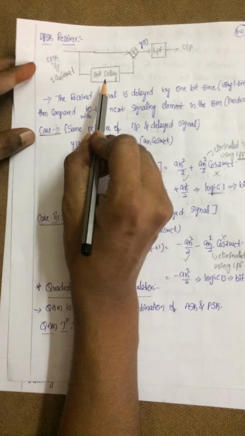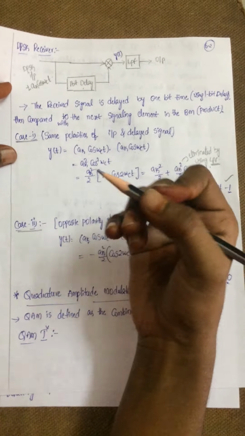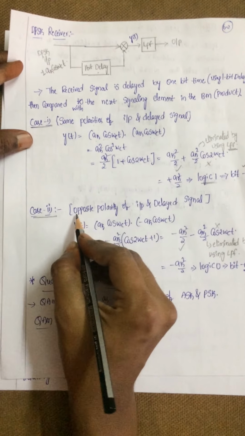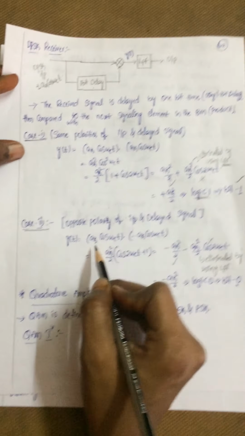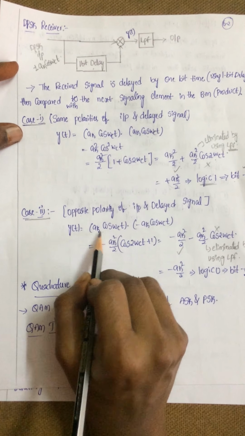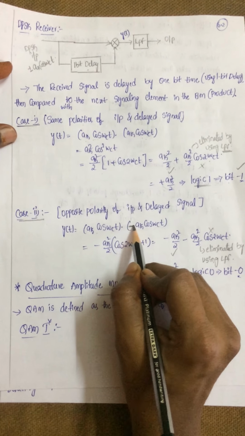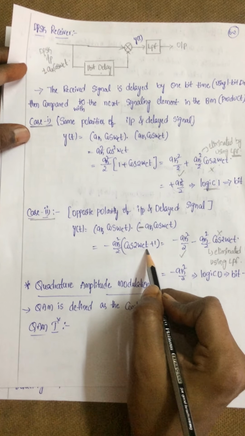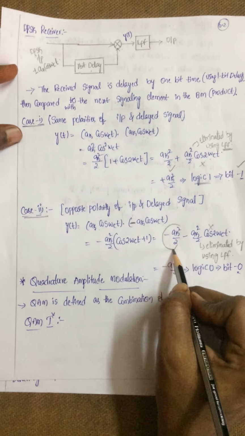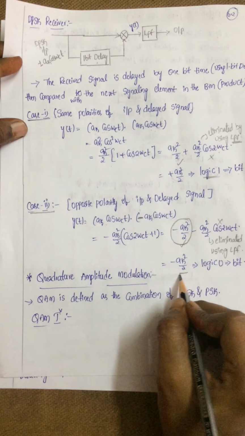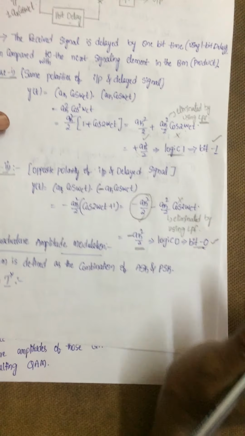When there is opposite polarity, when we perform the delay, there is a chance to get a polarity change also. So that's why we are talking about this case. When there is a change in polarity, this is the DPSK signal AK cos omega CT, and when there is a change in sign, that is minus, we are getting this mathematical calculation and we are able to retrieve minus AK square by 2. By seeing this sign, I can say it is bit 0. This is a simple DPSK receiver.